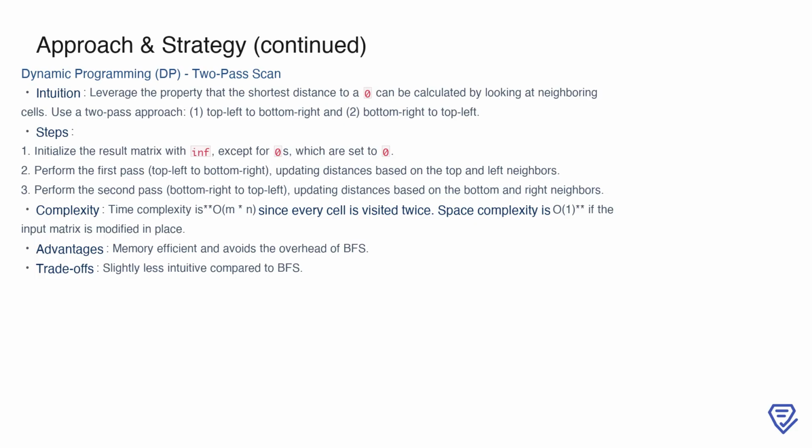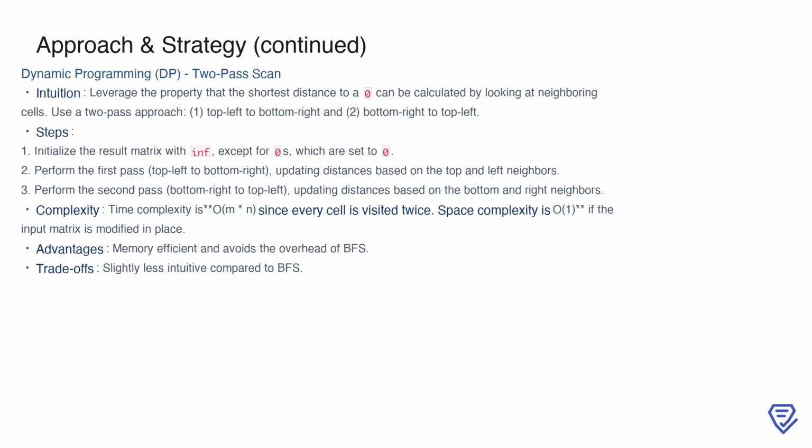Another option is the dynamic programming approach, which uses a two-pass scanning technique to calculate distances. The intuition here is to leverage the relationship between a cell and its neighbors to find the shortest distance. In this method, we perform two sweeps over the matrix. First, we iterate from the top left to the bottom right, updating each cell's distance based on its top and left neighbors. Then, we perform a second pass from the bottom right to the top left, adjusting distances based on the bottom and right neighbors.